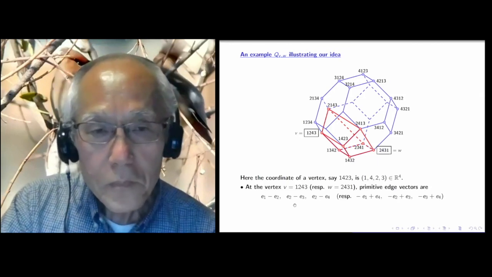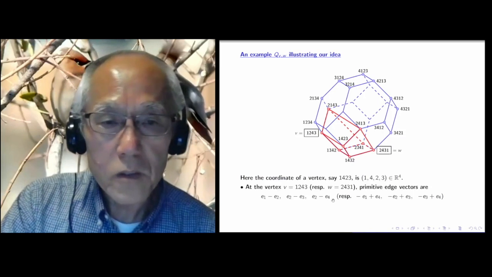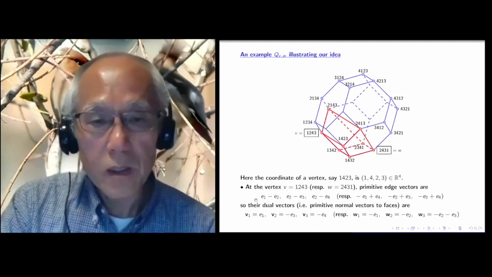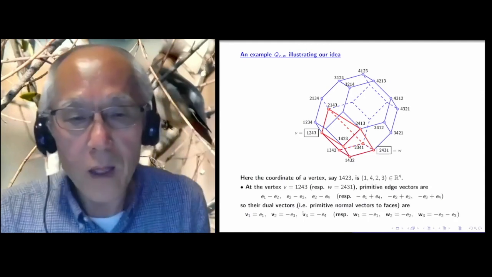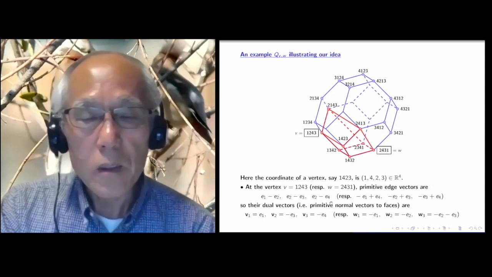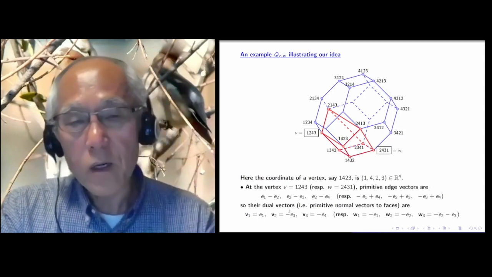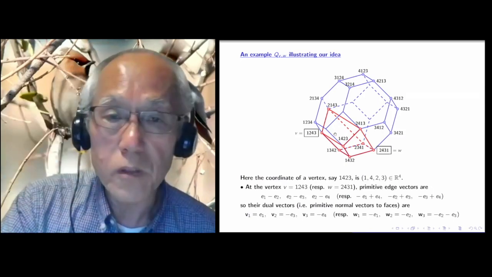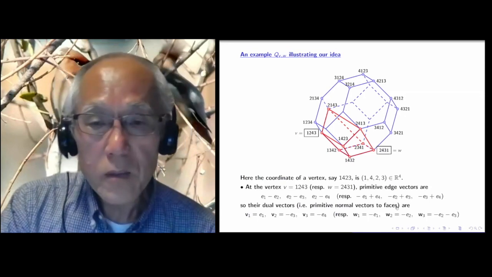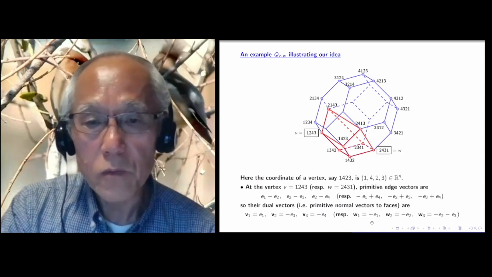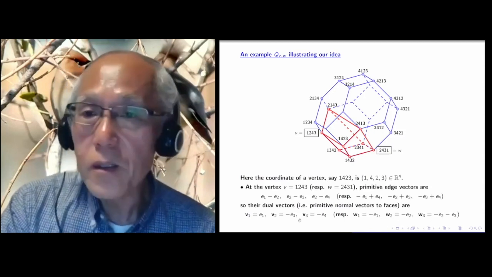Now I take the dual of these vectors, the dual basis. This is a basis of a three-dimensional lattice, and then there are dual vectors. Geometrically, a dual vector is a primitive normal vector to a facet. Facet means, in this case, a two-dimensional face. So the dual vectors are given as follows: B1, B2, B3, and here W1, W2, W3. You can easily check that.